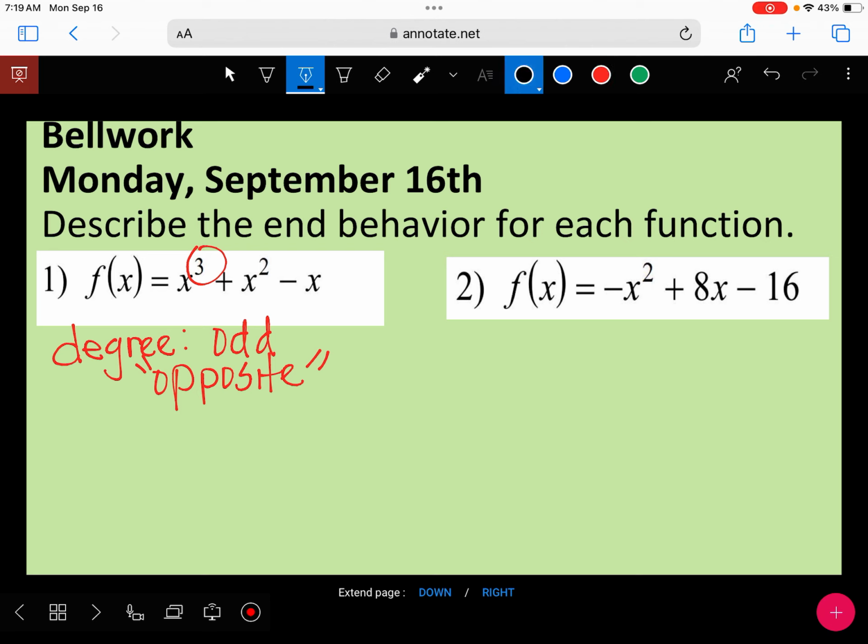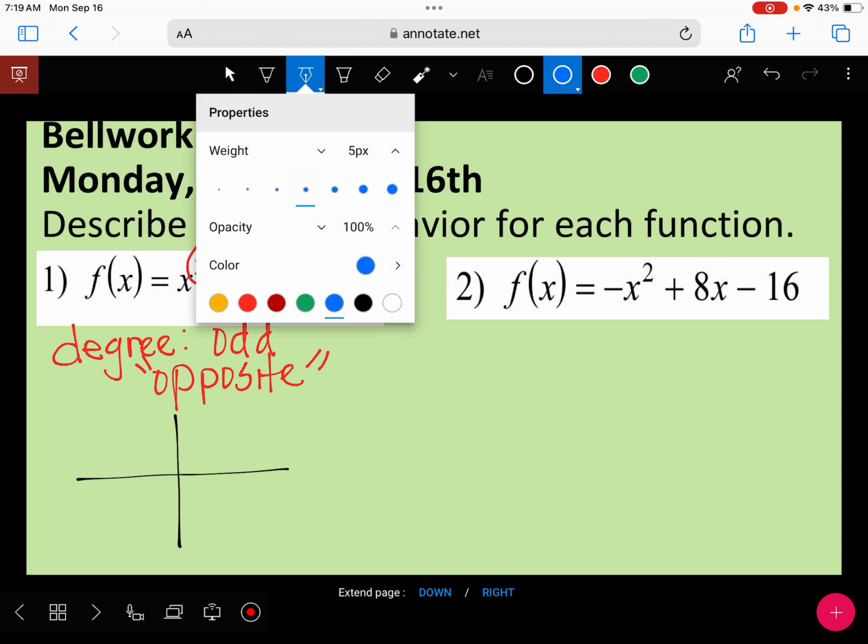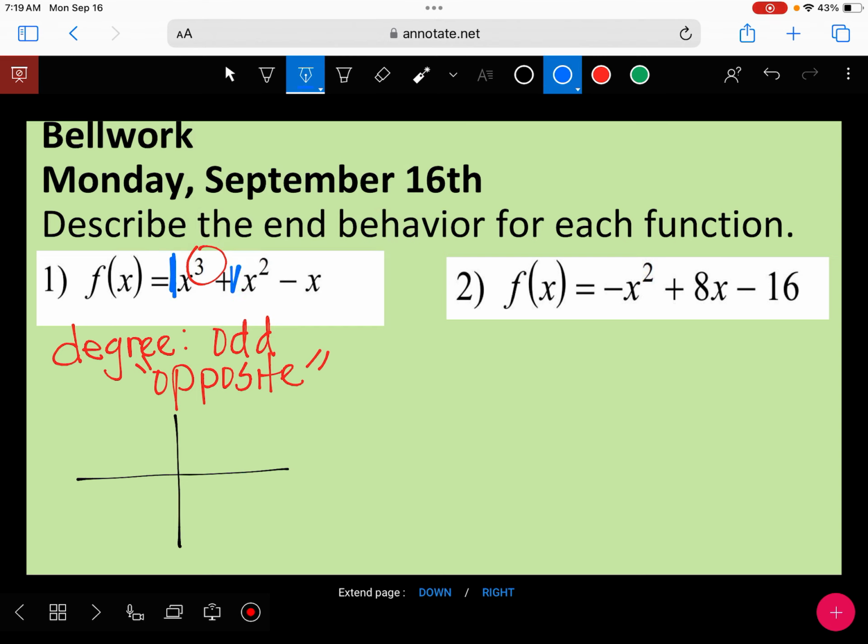Okay. So we're going to actually just sketch it. We're not going to describe the end behavior using notation today. The number in front of x to the third is a positive 1. Everything else has nothing to do with the end behavior. You're only looking at the leading term. The leading term determines what it's going to do in the end.